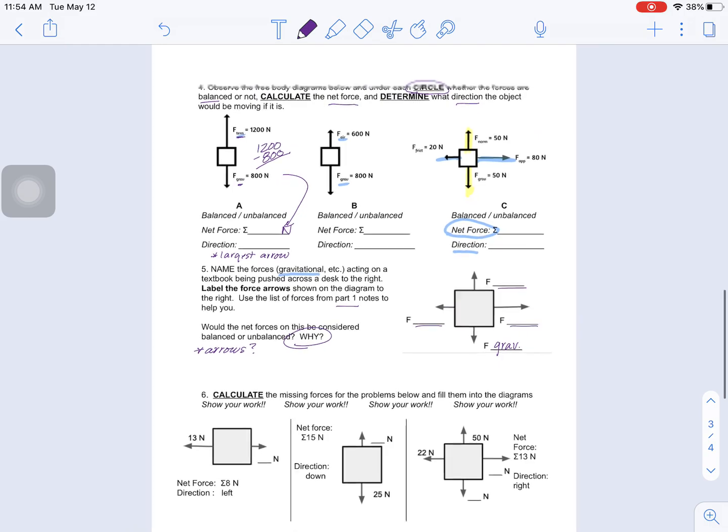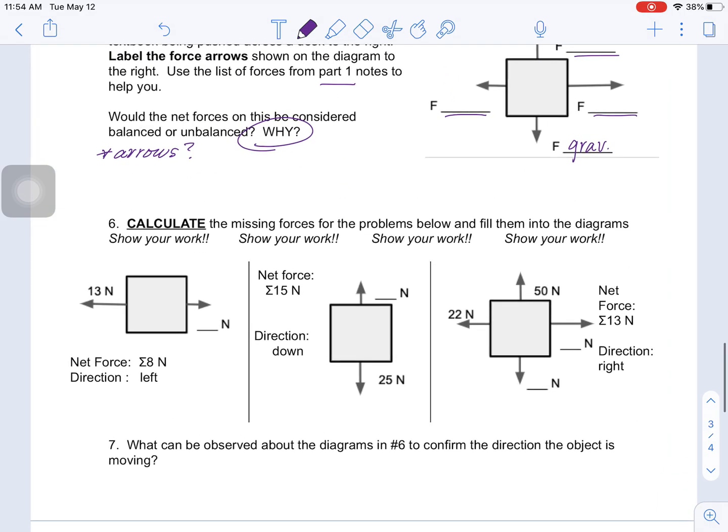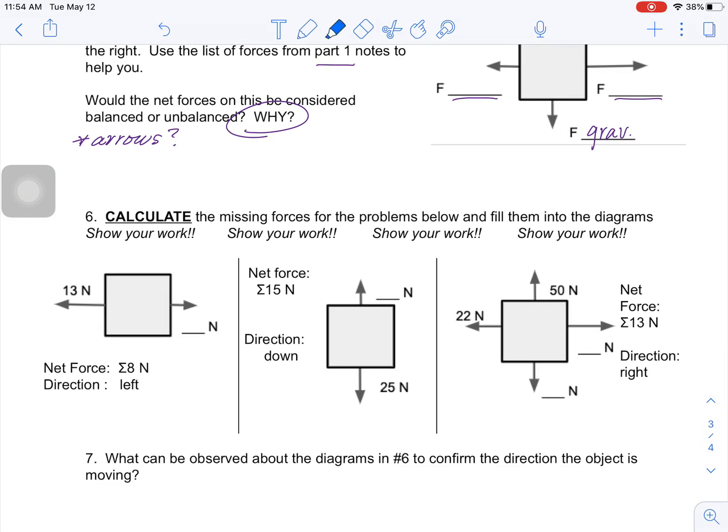Number 6, just a little step up from what we saw here in number 4. Now there's a net force given to you. Net force is given. It's already been determined. However, there is a missing force. So I have to work backwards.